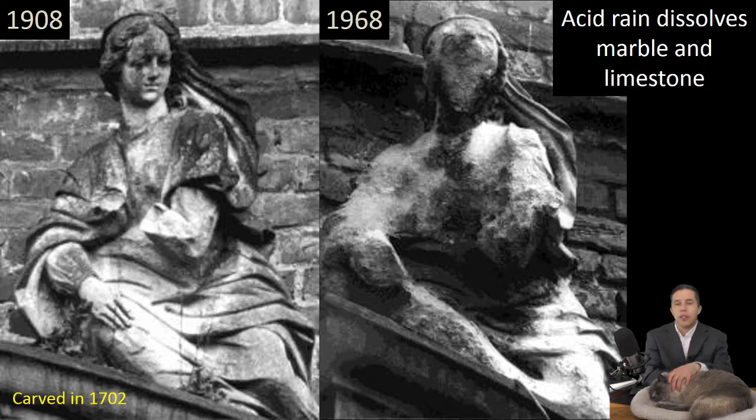Another thing that happens is that acid rain reacts with limestone and marble and dissolves it. Here's a marble statue that was carved in 1702, and in 1908, this is what it looks like. So it's been around 200 years at this point. In 1968, notice that it looks like someone just took an eraser to it. Acid rain basically dissolved away this statue, and we've lost a lot of statues worldwide to acidic rain.